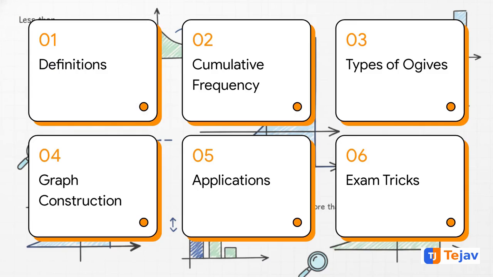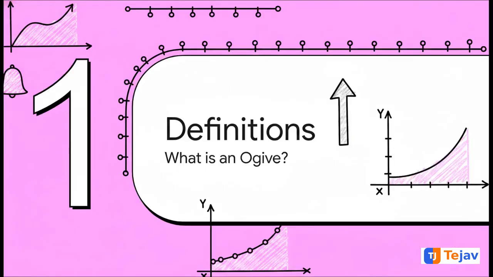Here's our roadmap for this explainer. We'll move step by step through definitions, cumulative frequency, types of Ogives, graph construction, applications, and finish up with some crucial exam tricks. Section 1. Definitions. What exactly is an ogive?